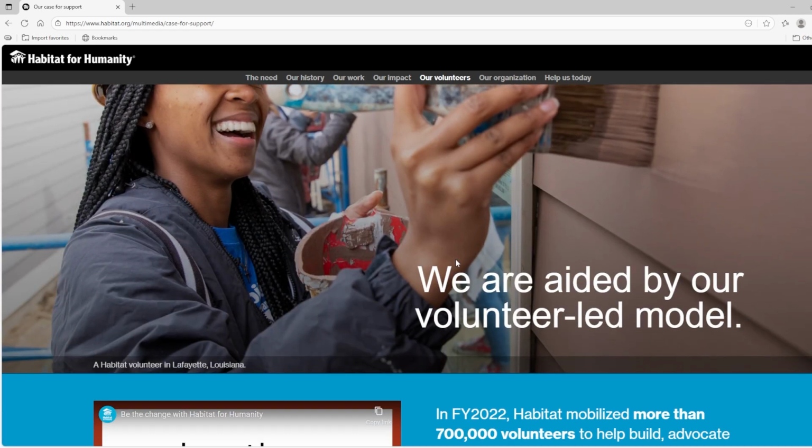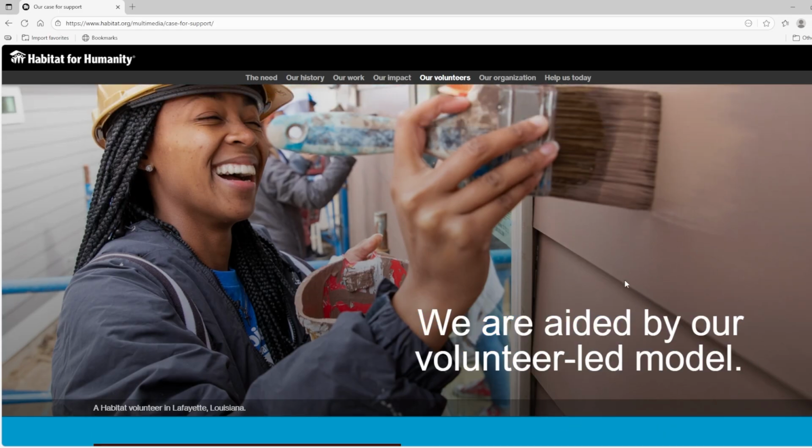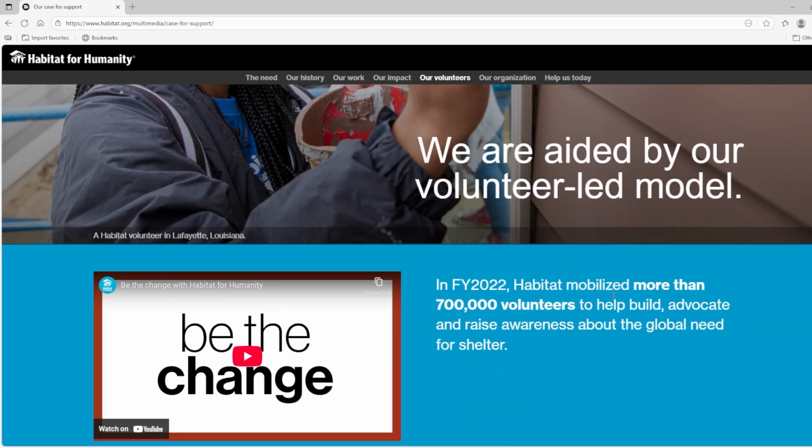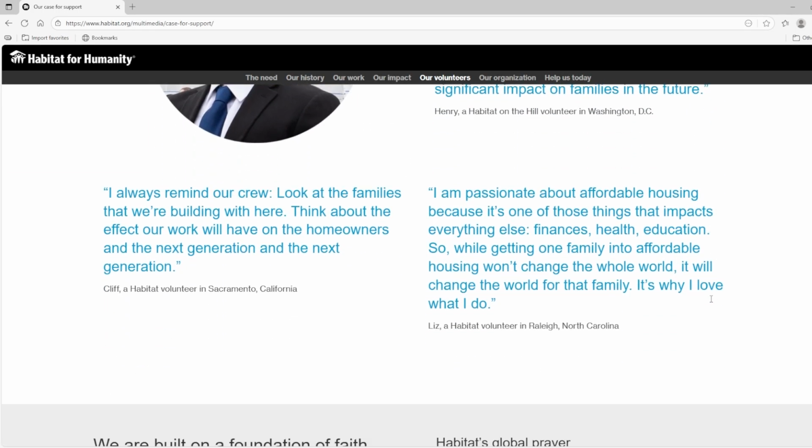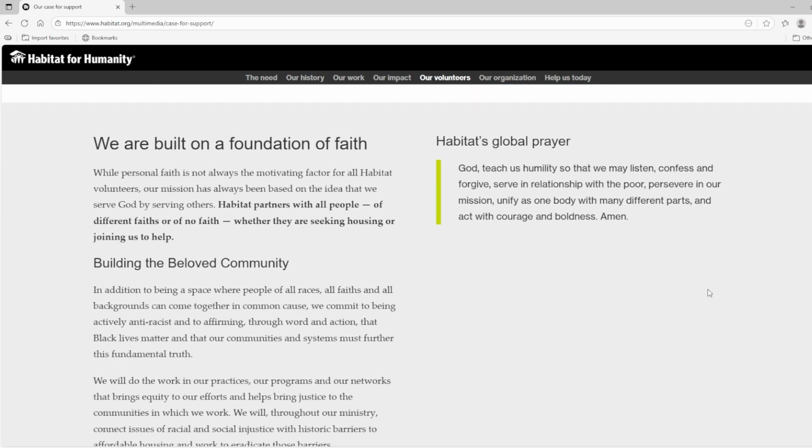Another point in the column of the why us is they're talking about their unique approach, right? So if you've ever worked with a Habitat or volunteered for Habitat, you know that their model is that volunteers partner with the future homeowners to build the homes, supervised, of course, by experienced staff who know what they are doing. So they're talking about the power of volunteers here and how that adds to their cost effectiveness and return on investment.